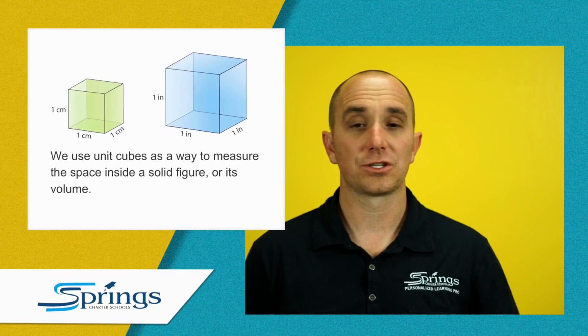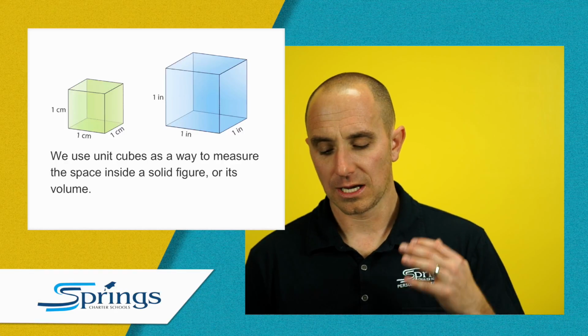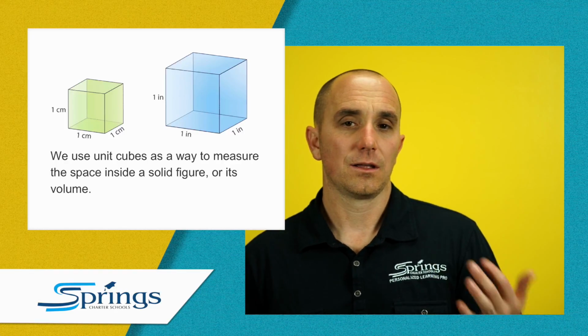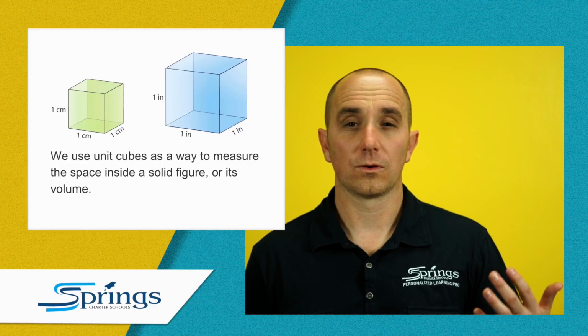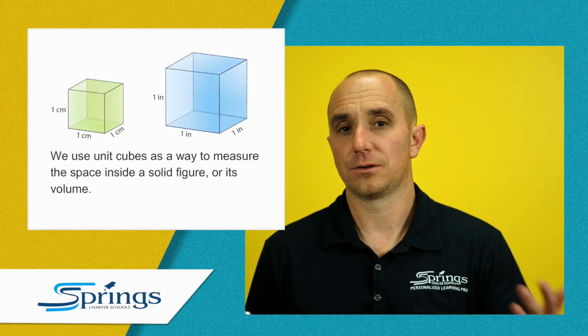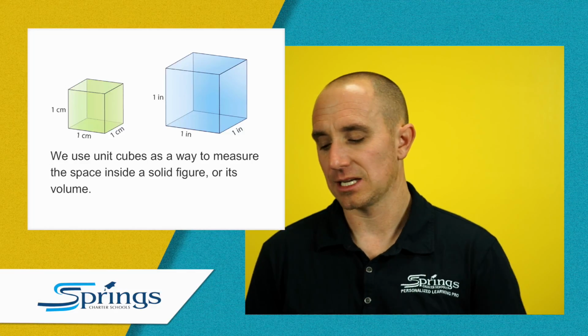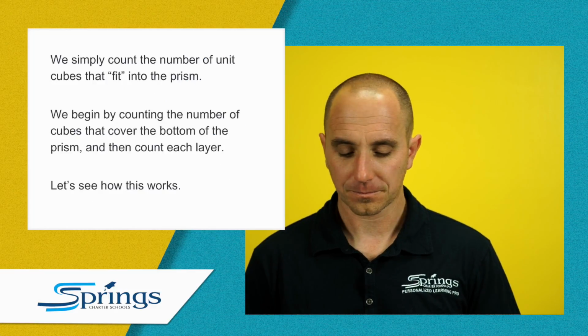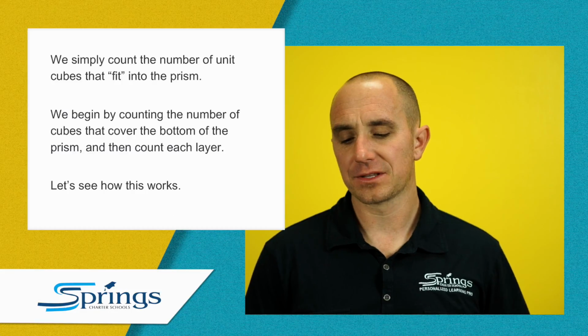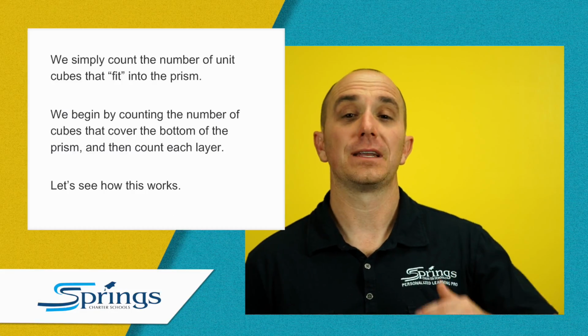And these two representations of a cubic inch and cubic centimeter is just 1 times 1 times 1. Well, 1 times 1 times 1 is 1 because you're never going to get anything more than 1 there. And so that's the value of 1 unit, in this case inches or centimeters. Okay, now we simply count the number of unit cubes that fit into the prism.